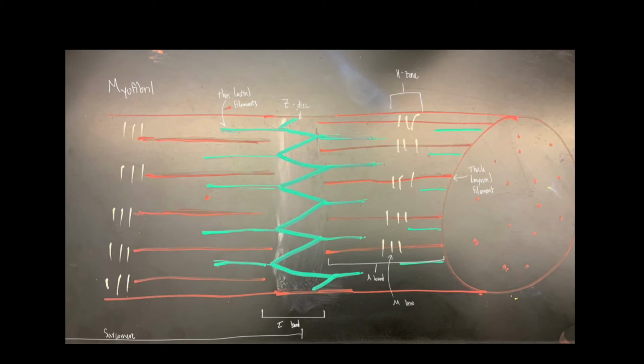The M-line connects the middle part of each thick filament, and centered over the M-line is the H-band, where there's an area of thick filament but no thin filament.